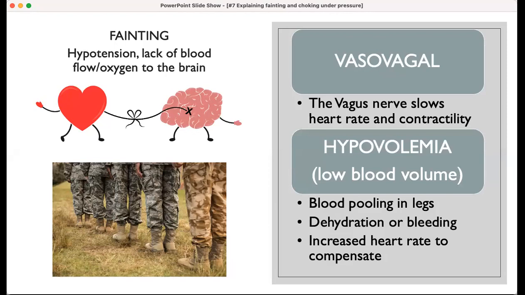And the way you can tell the difference is by taking the pulse. In the vasovagal type of faint, the heart rate is going to be slow. In the person who is having dehydration or having like bleeding, internal bleeding, they're going to have an increased heart rate because their body's going to be increasing the heart rate to compensate for the low blood pressure.